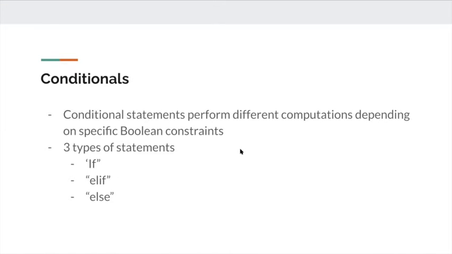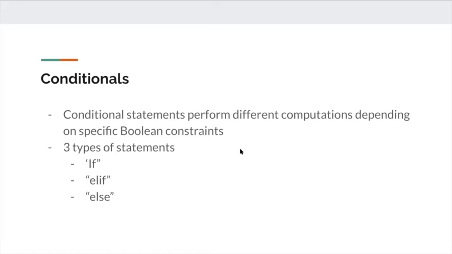Conditionals or conditional statements perform different computations depending on a specific constraint. So they basically use variables to allow us to create a program that can do multiple different things. When coding specific programs, it's highly unlikely that a person or a computer or a system will consistently respond the exact same way every time. So conditionals allow us to take into account and process a variety of possible outcomes.